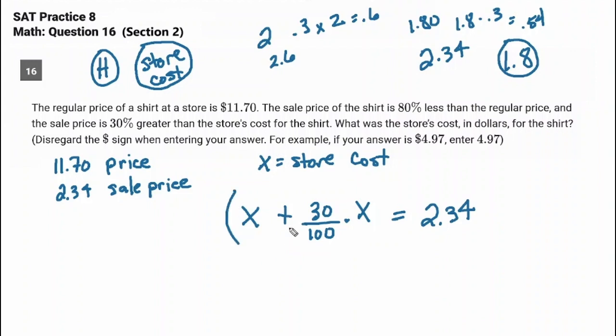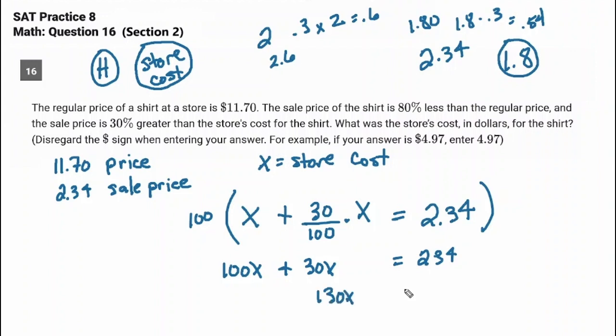Getting out of this, I'm going to multiply by 100 because I don't like fractions. 100x plus 30x over 100 divided by 100, so 30x. Don't forget, over here you've got to multiply by 100. I would definitely do that in my calculator, even though it seems really easy to eyeball it. And then you get 130x equals 234.